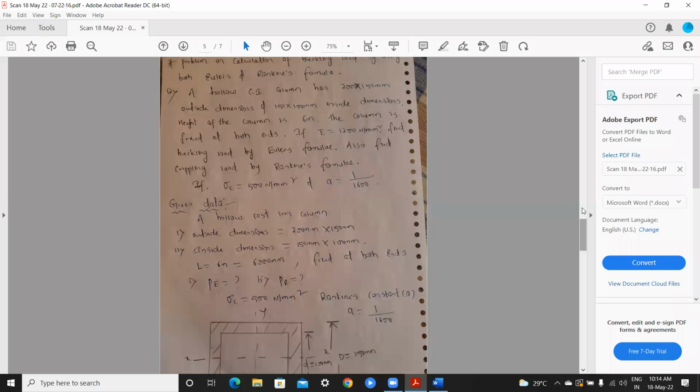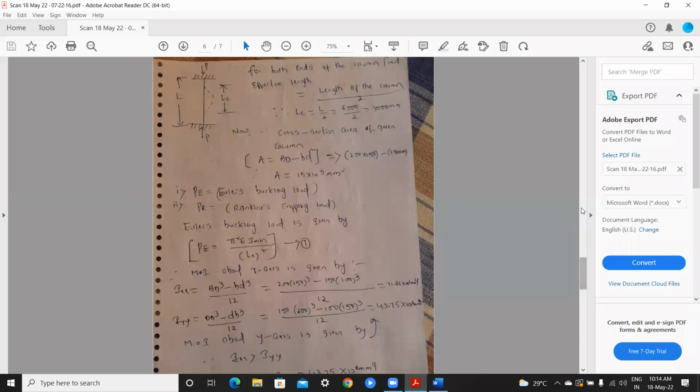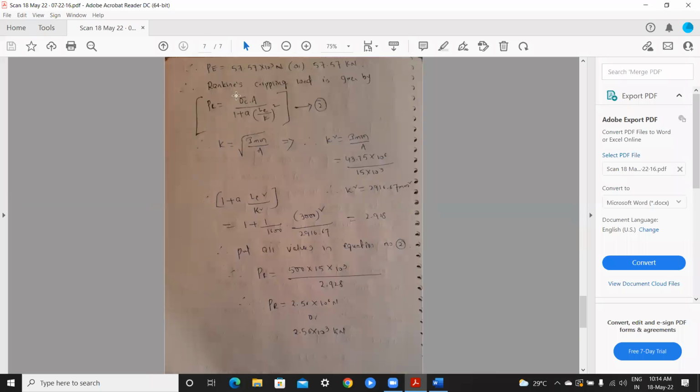See next one. Problem on calculation of buckling load by using both Euler's and Rankine's formula. Now see what is the Rankine's formula here. This is the Rankine's crippling load. So Rankine's formula is P R equal to sigma C A by 1 plus A, here L E by K means our lambda square. The A will be given directly in the given data. They will give the A value.